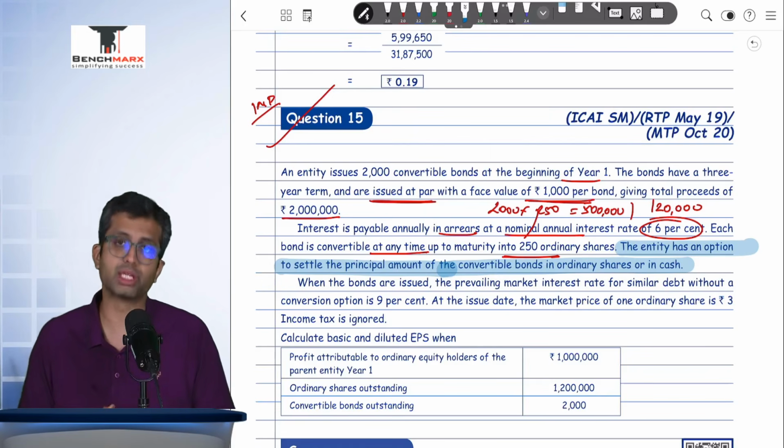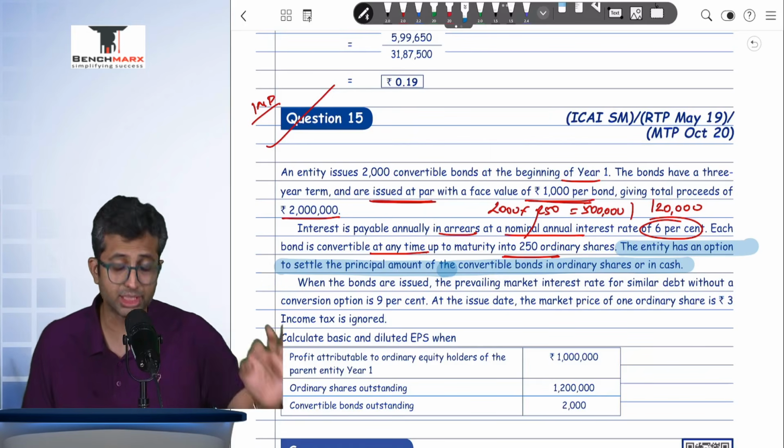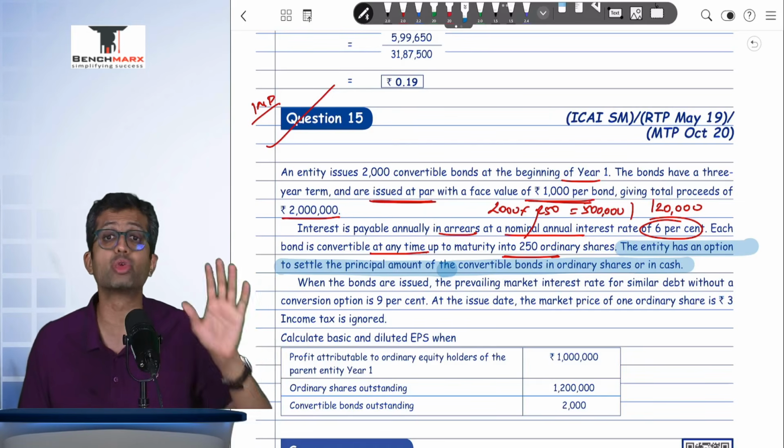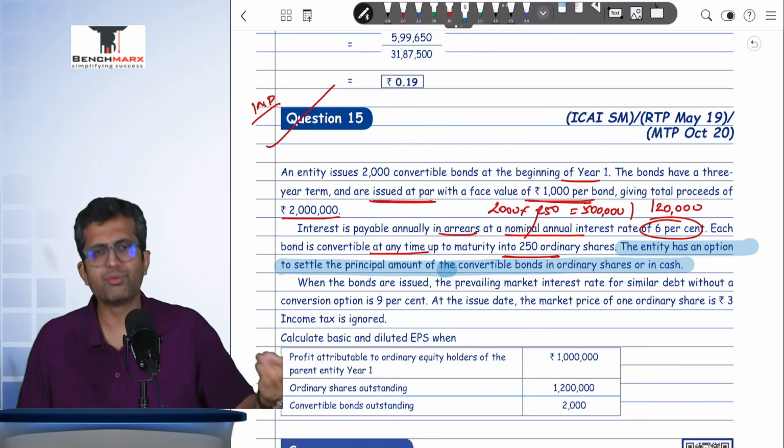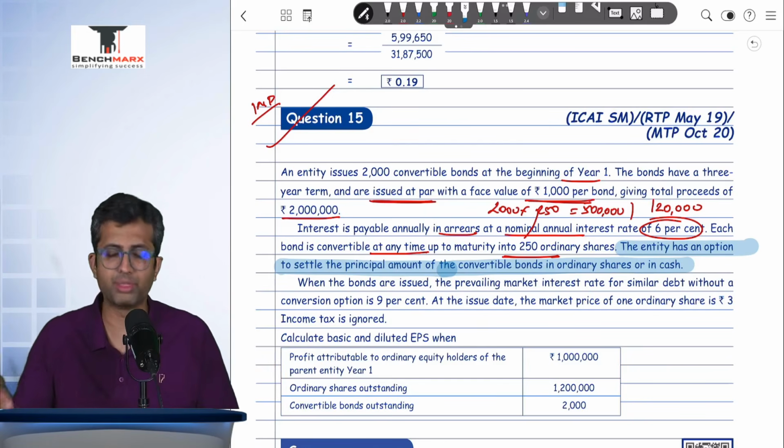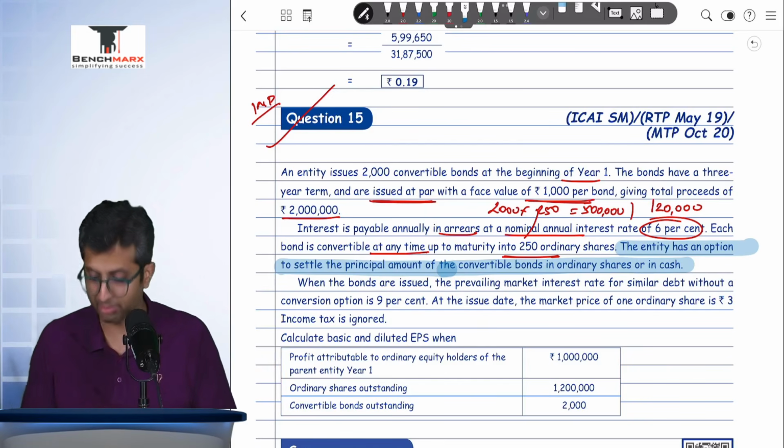Sir, but what if nothing is given? Then as per the updated treatment of ICAI, you will treat the principal amount in the nature of equity. If it was specifically given that it is going to be repaid in cash, that is when you will take it in the nature of liability.